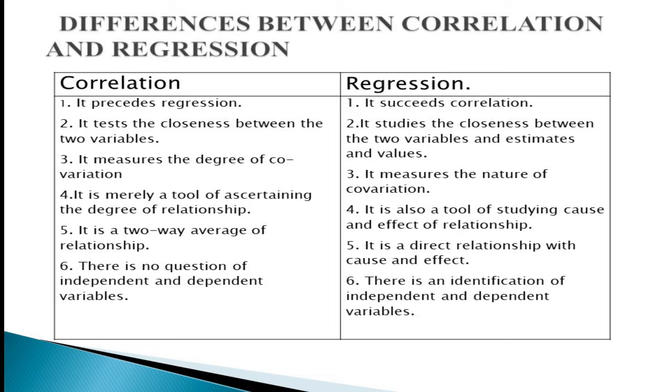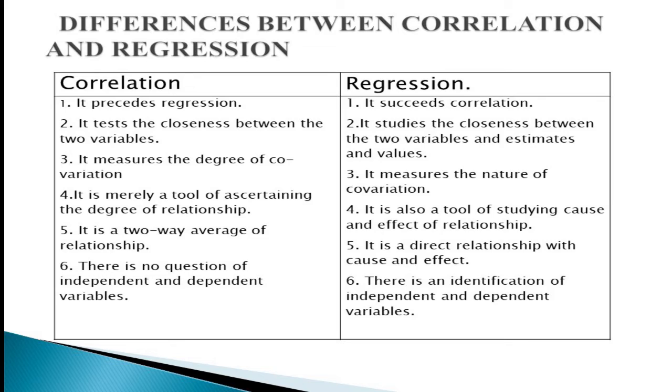First, whatever we study is regarding correlation, and next we study about regression. In correlation we study only about the relationship between variables, maybe two variables or maybe more than two variables. But here we study about the estimates, that means estimating or predicting the values of one variable based upon the value of another variable.